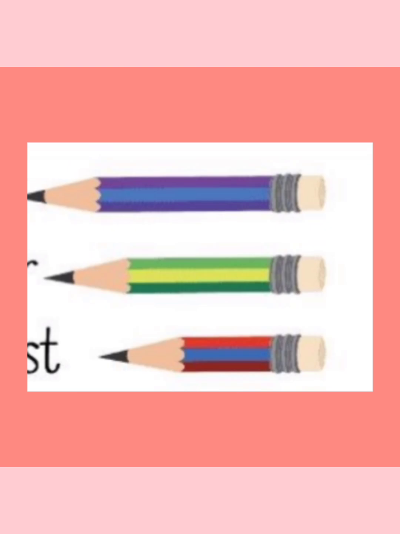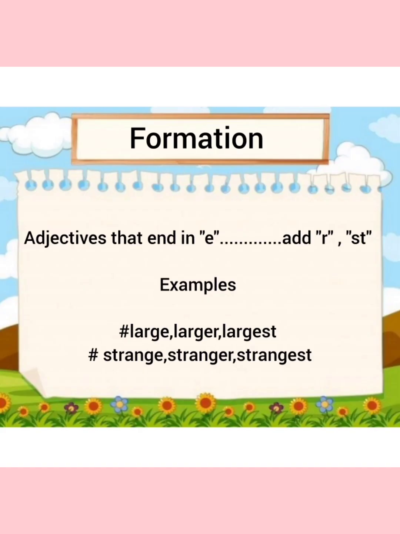Another is adjectives that end in E. Those adjectives that end with E, we add R and ST with them in the comparative and superlative degree. For example, large. Now look at this adjective, that in the end we have E. So we'll add R and then further in the superlative form we'll add ST. So large, larger, largest, strange, stranger, strangest.